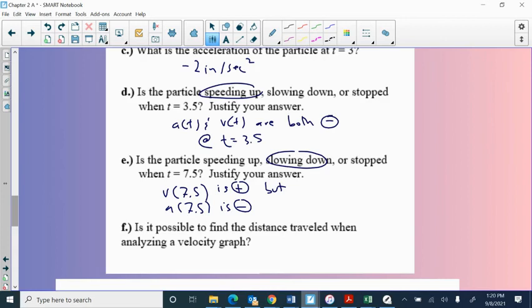Now I know at least one person in this room knows this because I had a conversation specifically with this person. Is it possible to find distance traveled when you're analyzing a velocity graph? Maybe lots of people know this, but at least one does for sure. Is it possible? Yes, Emilio. I think if you find the area under the graph. Yeah, if you look at the area under a velocity graph.